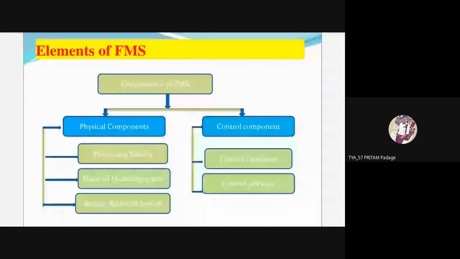Storage and retrieval system. Storage is where we keep the raw material, and also the product before dispatching. If you have continuous production, the dispatch should be continuous.